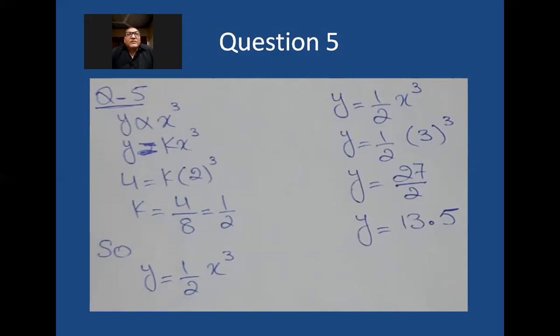So the formula will become y is equal to kx cubed, y is equal to 1 by 2 into x cubed. Then he said, if the value of x is 3, what is the value of y? So y will be equal to 1 by 2. In the place of x, I will put 3 raised to power 3. 3 raised to power 3 is 27, 3 multiplied by 3 multiplied by 3, that's 27, divided by 2, and that will be 13.5. So this is question number 5. I hope that you have understood this question. So let's move to the next part.